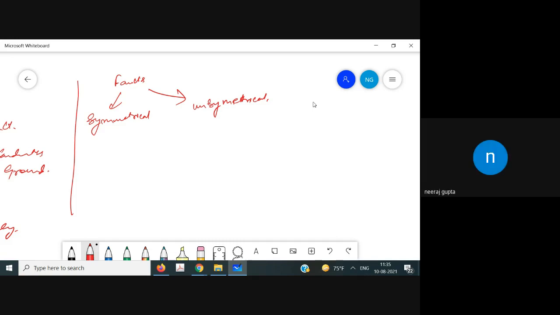A fault which involves all the lines is symmetrical, and if it involves the ground and the unbalance is there, then these are unsymmetrical faults. If you see, the total number of faults in the power system is 10. So there are 10 faults in the power system.